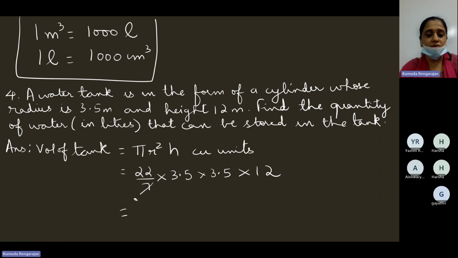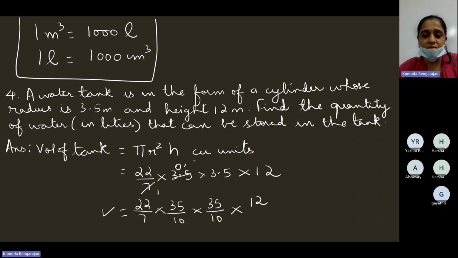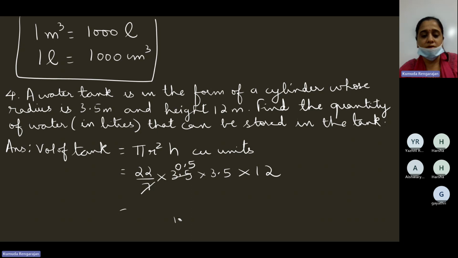See, if we are not comfortable with the decimal numbers, you can convert them to fractions. 35 by 10. Not needed, but if you're not comfortable, you can do this. Otherwise, you can cancel. 7 ones are 7, 0.5 times. That's all. This will make your job actually easier. So now, the product.